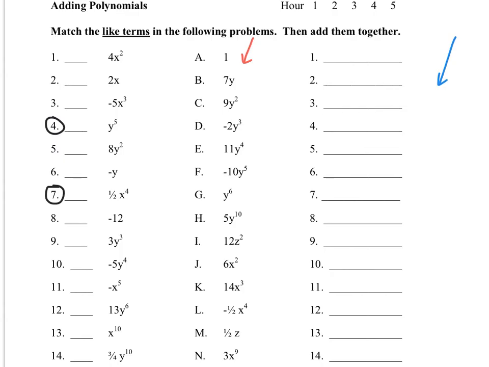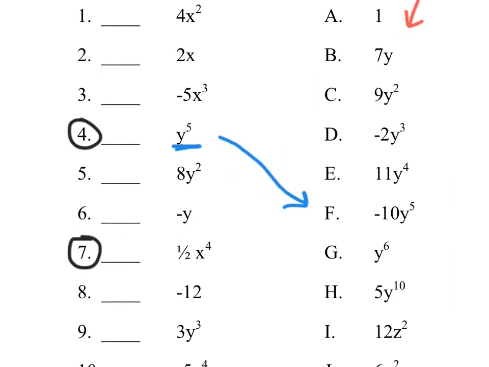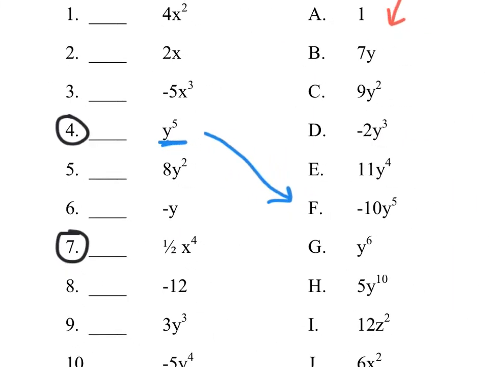So let's look at problem 4 first. Problem 4, the term is y to the 5th. So a like term to y to the 5th will also have a y to the 5th in it. If you take a look at f, it is negative 10y to the 5th. Now, so this is a like term. So the answer that we should put on this line here for number 4 is f.